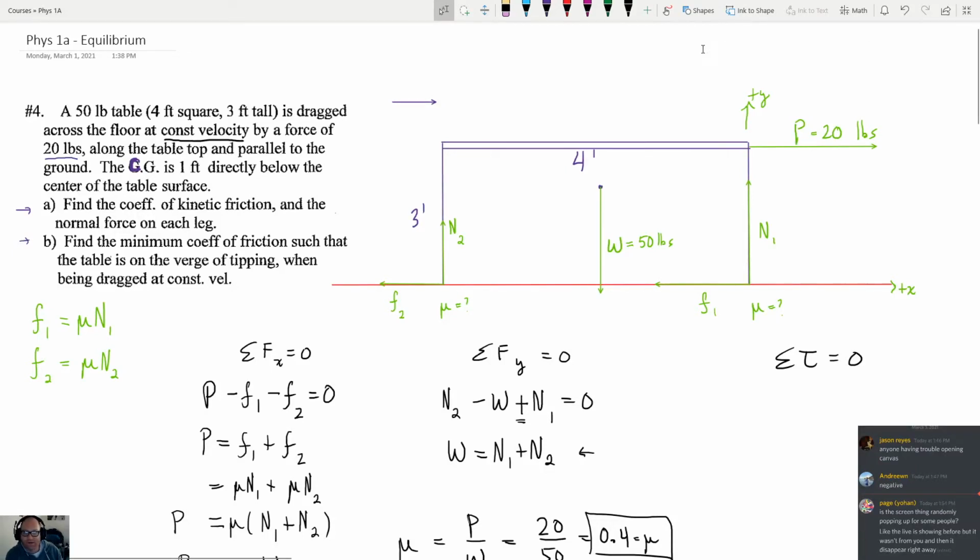Okay, hello, this is Physics 1A for March 1st. We're going to pick up where we left off last time and solve a few equilibrium problems that involve torque. This is the problem we were working on at the end of class.